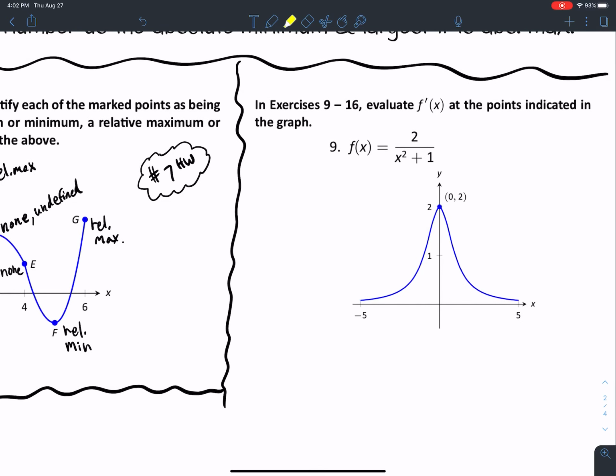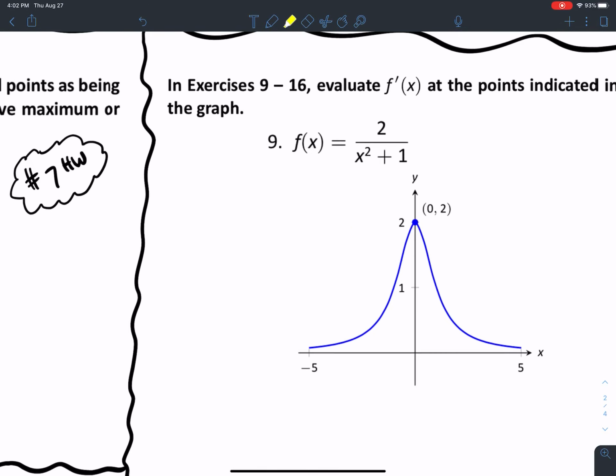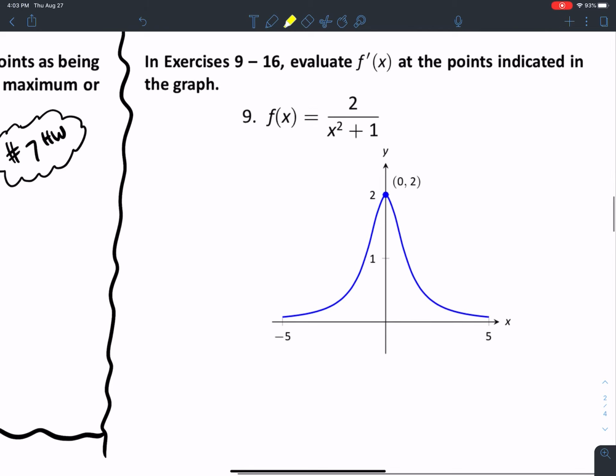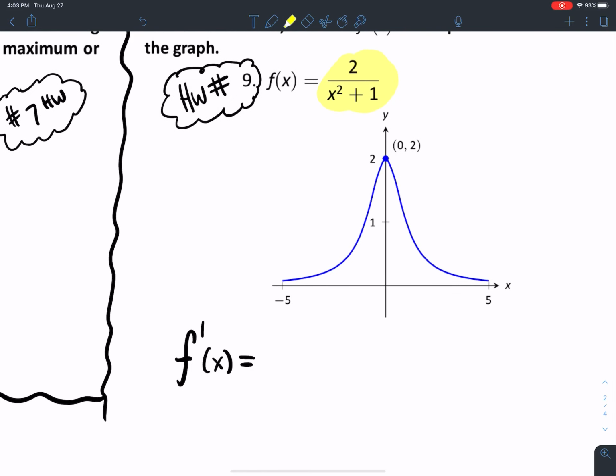Evaluate f prime, so the derivative, at the points indicated on the graph. So it looks like we have one point indicated on the graph. It's (0, 2). So what do I need to do? I need to take the derivative to get the f prime. This is homework problem number 9. How do I do this? Well, it looks like a quotient, so I'm going to use the quotient rule. So how do I do it? Low d high minus high d low, all over the square of what's below.